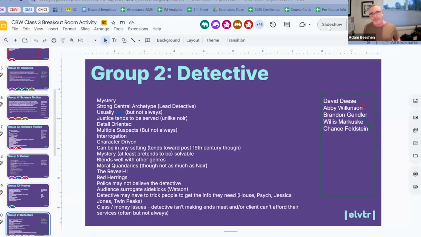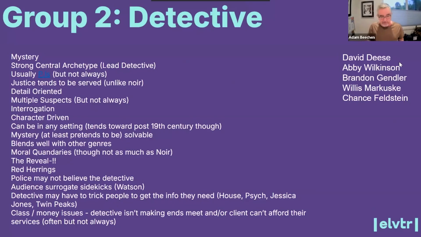A lot of tropes in detective stories, quite a few. So mystery, yes, clearly. Detectives solve crimes and they figure out who done what, and that's usually a mystery. Usually private investigators, but not always. That is true, and it's a good clarification. Justice tends to be served, unlike noir. That's true. Not always, but that's true. Detail oriented, yeah.